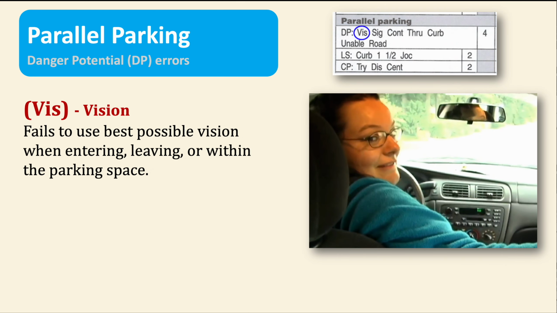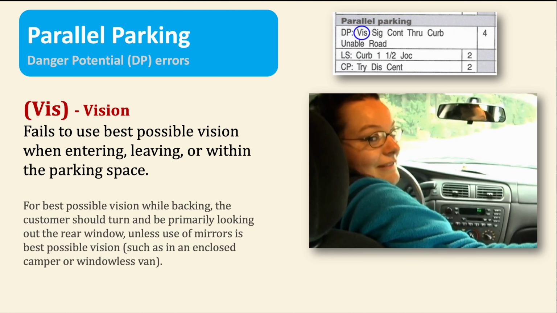So first up, first error on parallel parking, the vision penalty. Anytime the applicant fails to use best possible vision when they're entering the space, leaving the space, or even within the parking space. Sometimes an applicant will be right up close to the car and they'll back up a little bit more. They still need to turn around and primarily look out the rear window. For most of the maneuver, the customer should be turning and looking out the rear window, unless the use of mirrors is best possible vision.